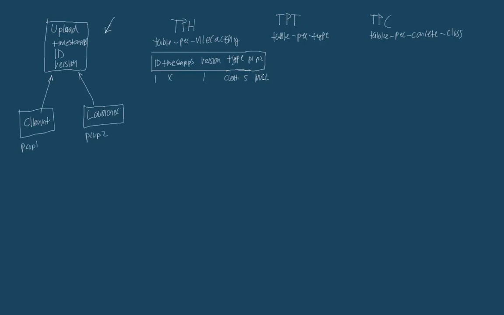And the P2 has to be null because this is a client row, and clients only have prop 1s and not prop 2s. And then the next row, we might have an ID of 2, a timestamp of Y, a version of 5, a type of launcher. I'll just do a capital L for launcher. The P1 will have to be null, and then the P2 might have a value.